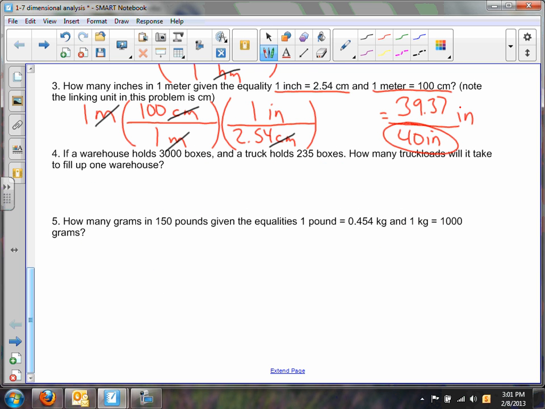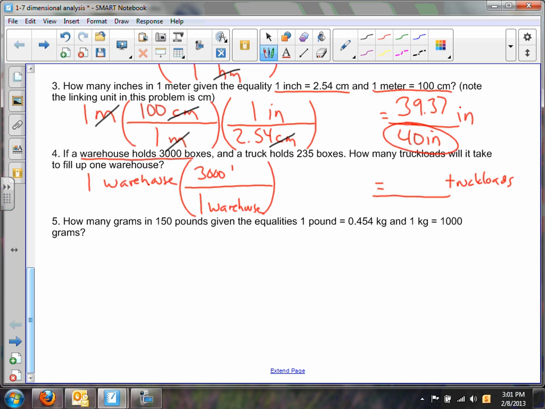Number 4. The question says, how many truckloads will it take to fill up 1 warehouse? So if I have 1 warehouse, I want to convert that into truckloads. Well, what conversion do I have to get rid of warehouses? It says a warehouse holds 3,000 boxes. So 1 warehouse can hold 3,000 boxes.